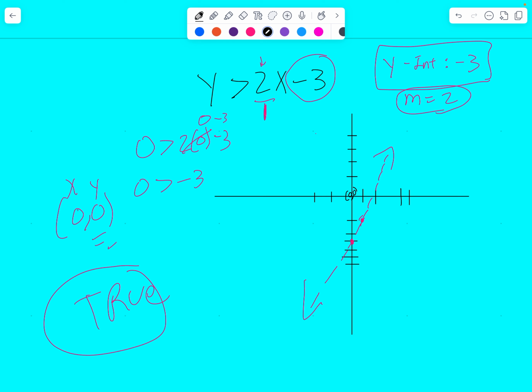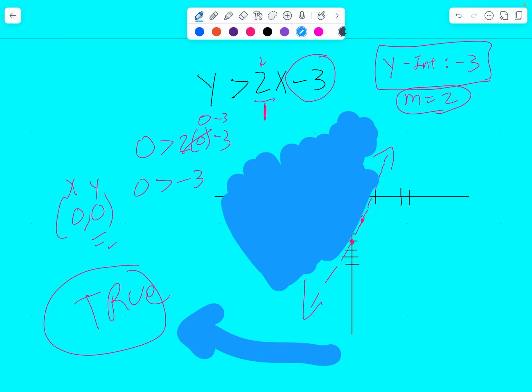This is 0, 0 at the center. So I'm going to shade it in big blue. Boop, boop, boop, boop, boop. So that's the answer. I shade the whole side that has 0, 0 because this statement was true.